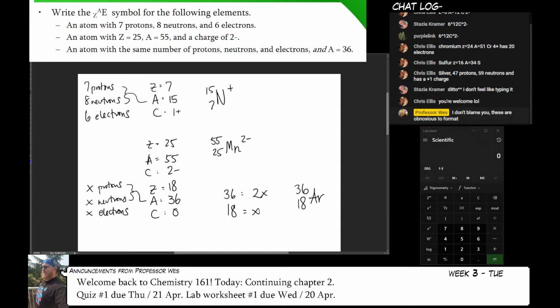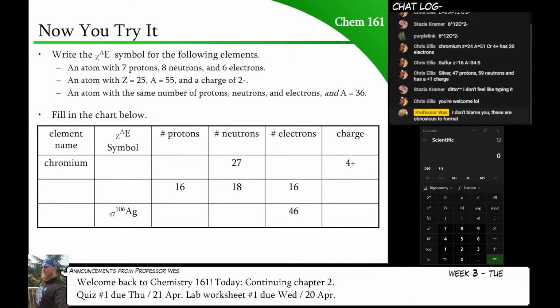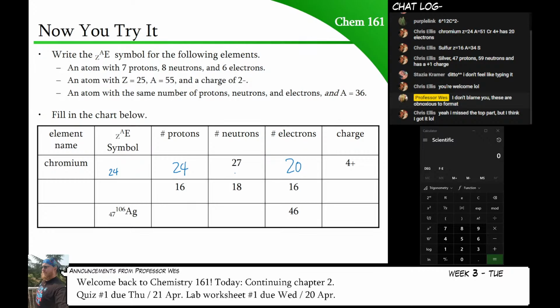Let's go back over to here and start filling these in. So, looking at the periodic table, chromium is element 24, so I have to do this. And then based on the charge, if I have a charge of 4 plus and 24 protons, I must only have 20 electrons. And then I can fill in the ZAE symbol. So Z is 24. A is protons plus neutrons, which would be 24 plus 27, so 51. This is chromium with a 4 plus charge. There we are.